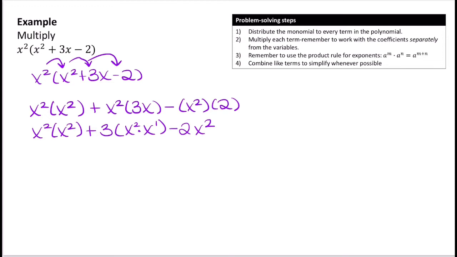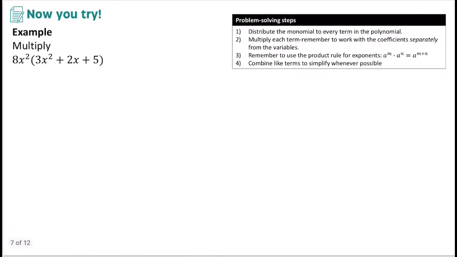Okay, so x squared times x squared, I'm going to go ahead and add those exponents and get x to the 4th, plus 3, and then we have 2 plus 1, so x to the 3, and then minus 2x squared. Okay, so that's the simplified expression. So now you can go ahead and pause the video and try doing this example on your own.